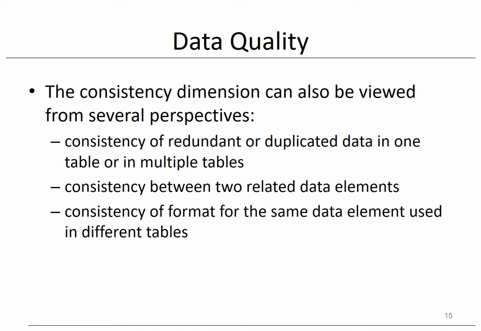Consistency can also refer to consistency of format for the same data element used in different tables. Otherwise, two values can be both correct and unambiguous, but still cause problems. For example, the values New York and NY may both refer to the same city. The prior examples of inconsistencies will typically be symptomatic for underlying problems with other data quality dimensions, such as accuracy or completeness.